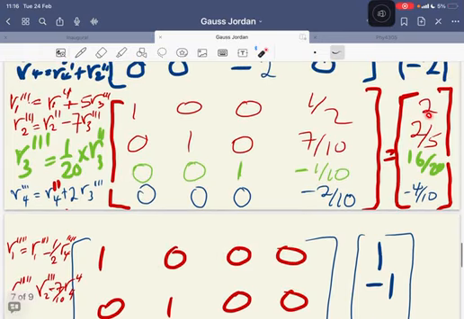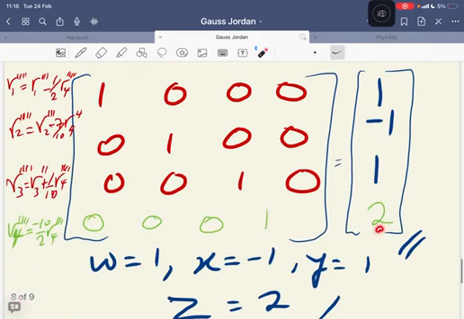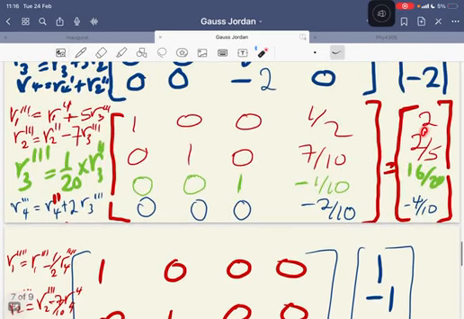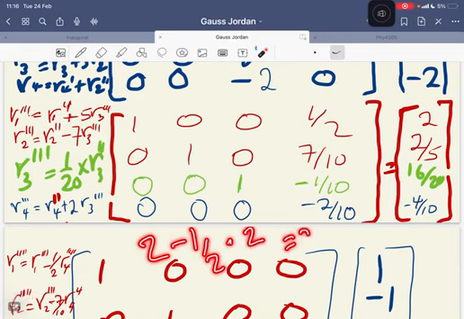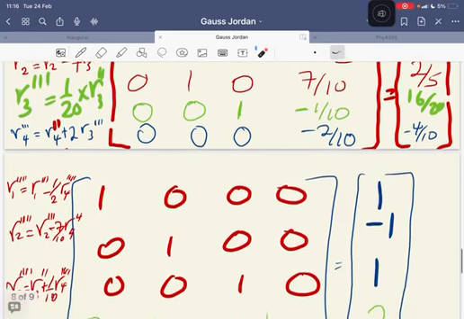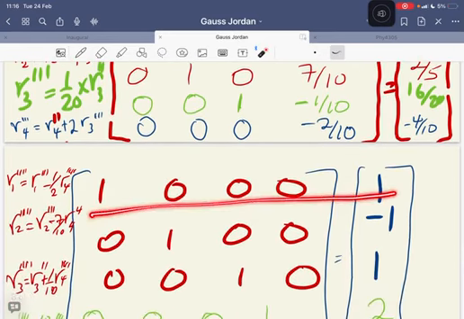The next thing is this 2. So this 2 minus 1 over 2 times our R4, which is 2, right? So this 2 minus 1 over 2 times 2 is going to be 2 minus 1, which is 1. So that is that, right? So we have finished with row 1.